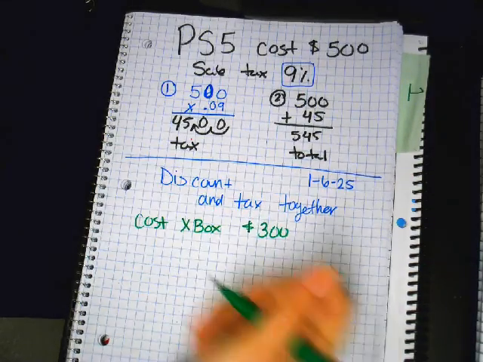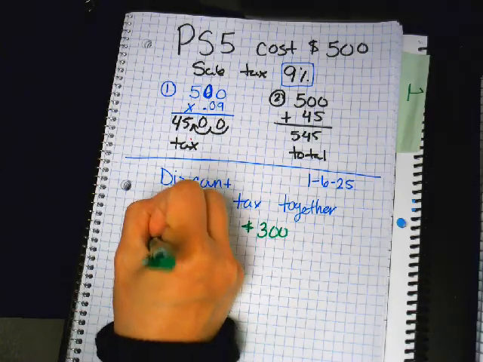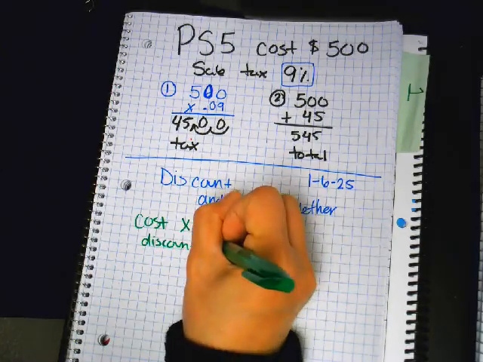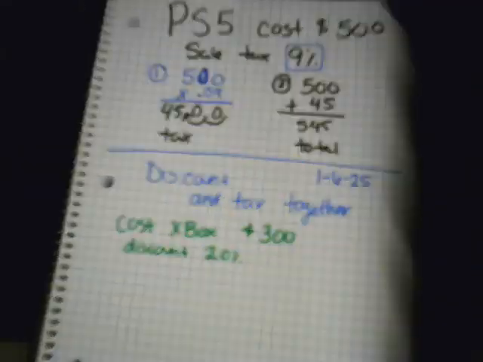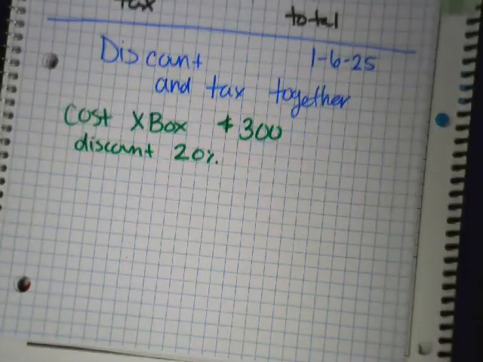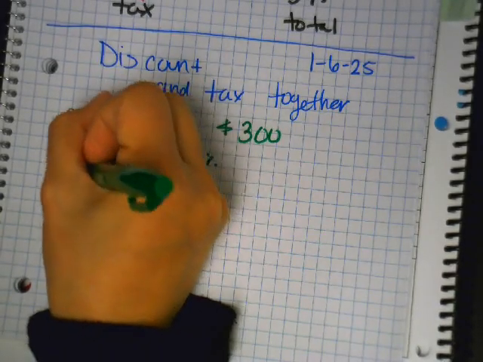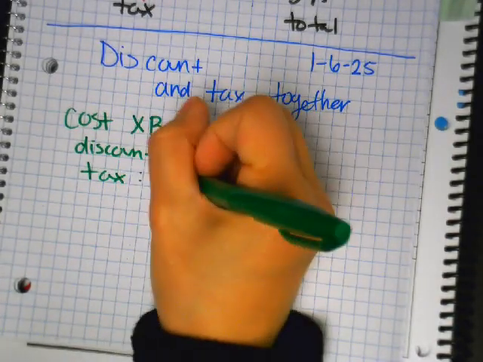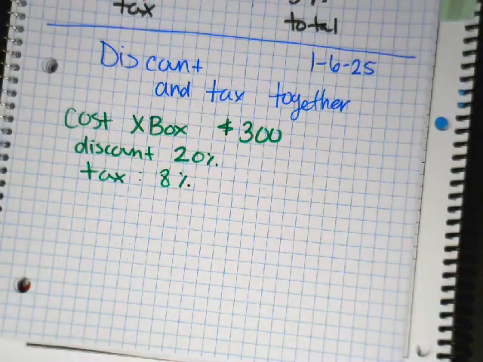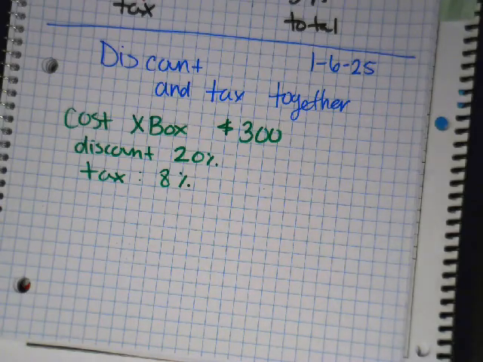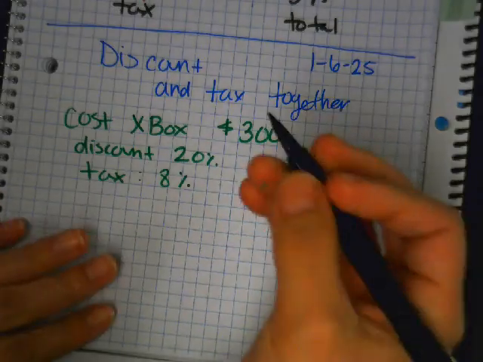Since they're going to come out with the new one, they're going to have a discount of 20%, but we still have to pay taxes. So if you go to the store and you're like, yes, I'm getting a discount, Target, Walmart, Best Buy is still going to charge you a tax. So let's say we have an 8% tax. So we're going to save 20%, but we still have to pay an 8% tax.